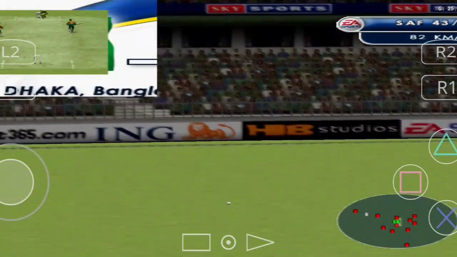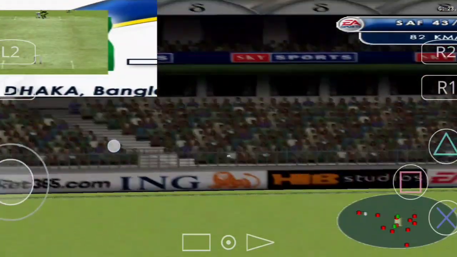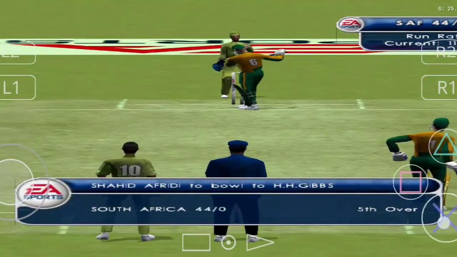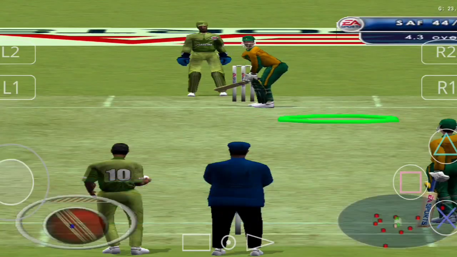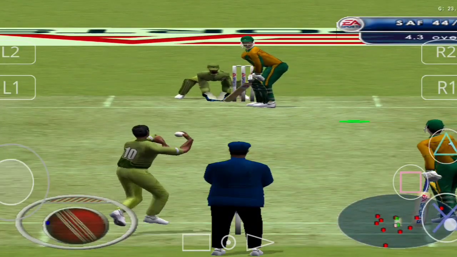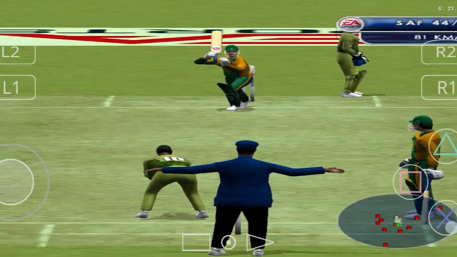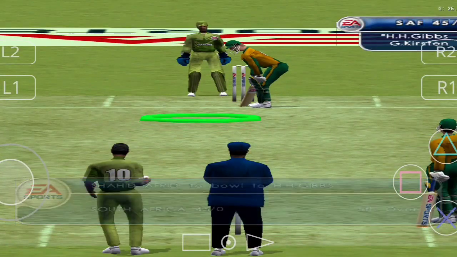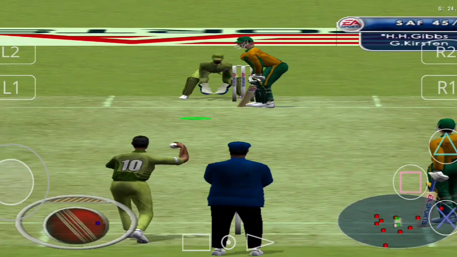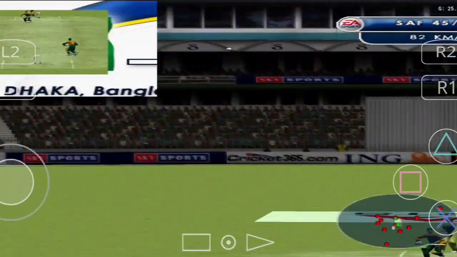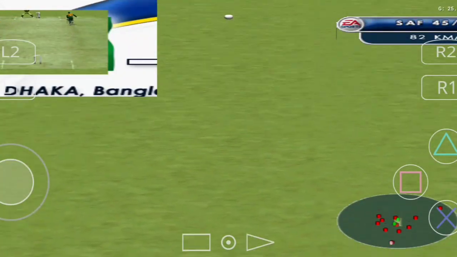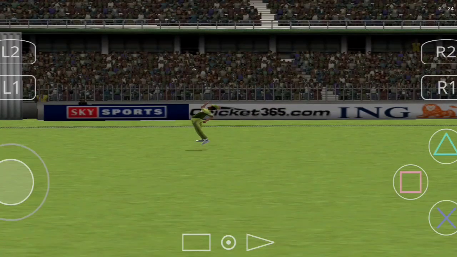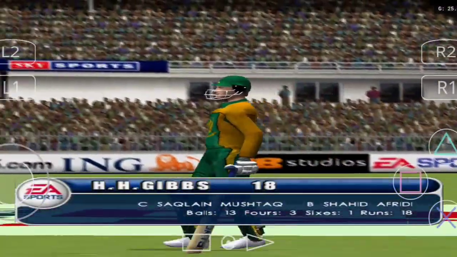The batsman will have to run these. Out, he's caught him. Well taken. He never looked like dropping. Gibbs has gone for 18.